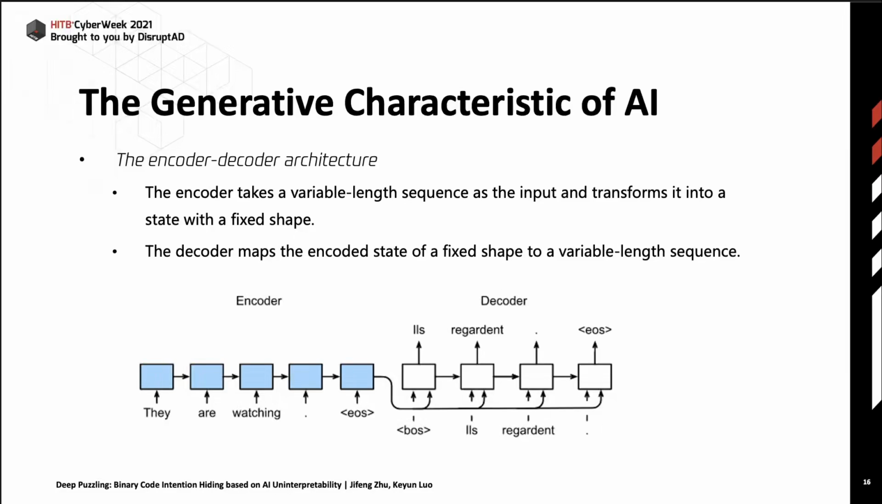In modern deep learning, sequence generation plays an important role. The core is the encoder-decoder framework. Now, let's learn the generative characteristic of AI. The encoder-decoder architecture can handle inputs and outputs that are both variable length sequences. Thus, it is suitable for sequence transduction problems, such as machine translation. The encoder can take a variable length sequence as the input and transform it into a fixed shape hidden state. In other words, information of the input source sequence is encoded in the hidden state of the encoder.